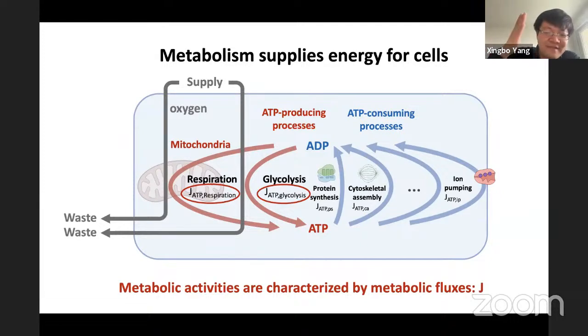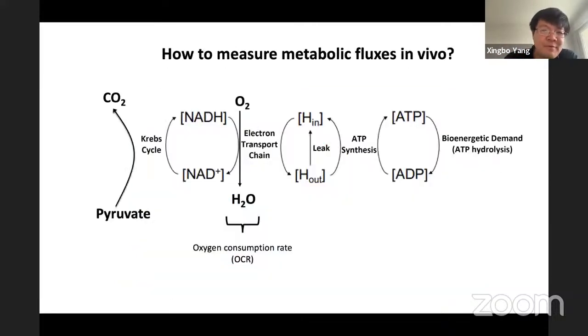If you cut off this flow, then the cell is dead, basically. So that's why we say energy flow. That's because it's constantly turning. The wheels are turning. So these metabolic activities are characterized by metabolic fluxes, which are the turnover rate of the metabolites. So that's a very, very important quantity. I'm sure, for example, Jonathan will talk a lot about energy flows in terms of measuring oxygen consumption rate or heat dissipation rate.